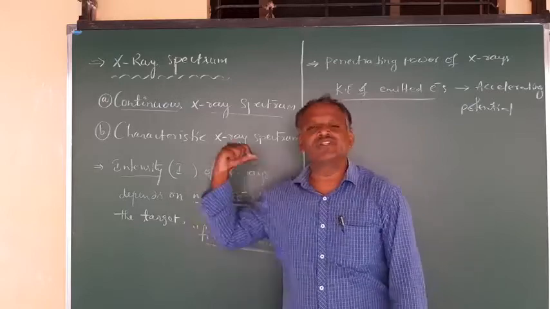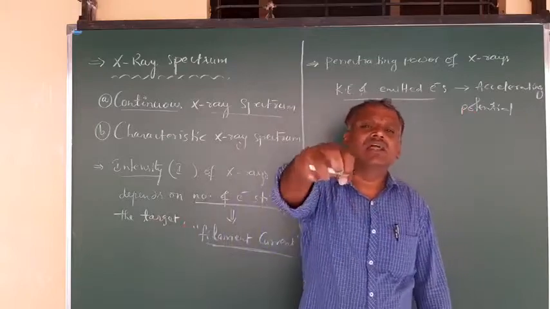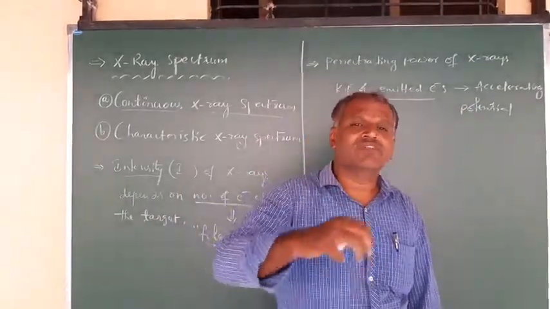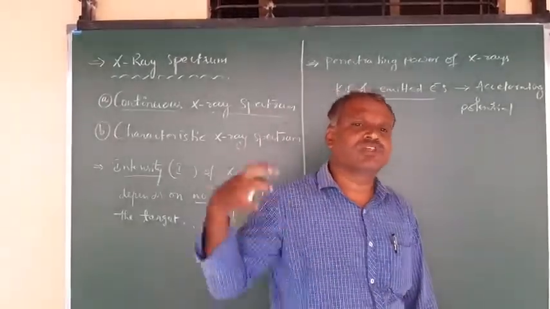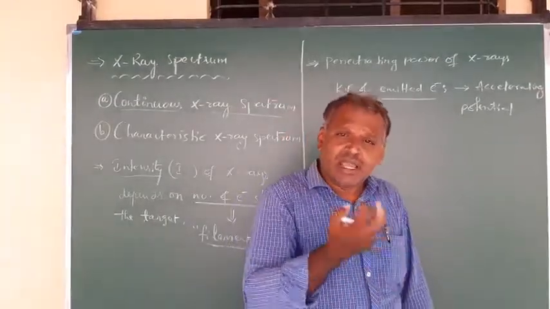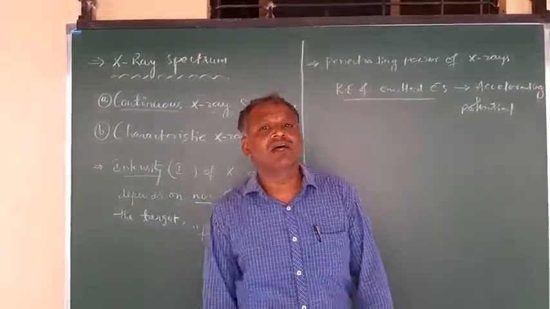So remember these two points. The penetrating power is related to the energy of X-rays. That energy of X-rays is nothing but the maximum kinetic energy of the emitted electrons lost during striking of the target material. How much energy is lost by the electrons with respect to their kinetic energy, that much energy we get in the X-rays.